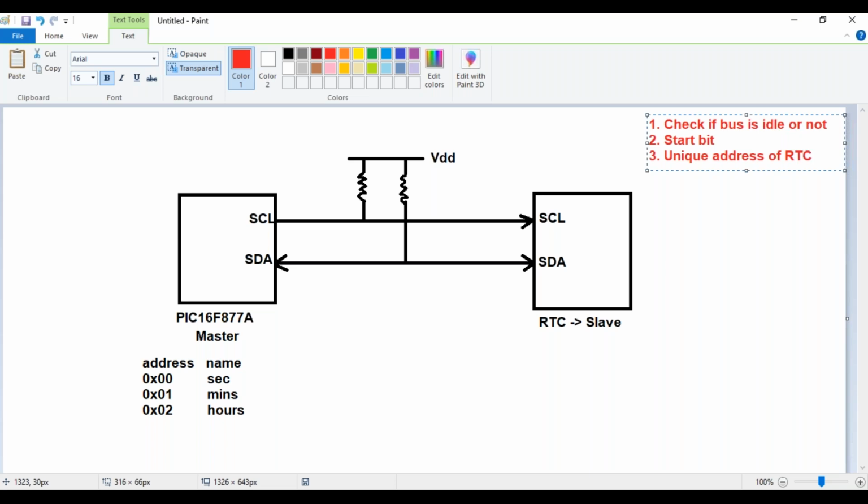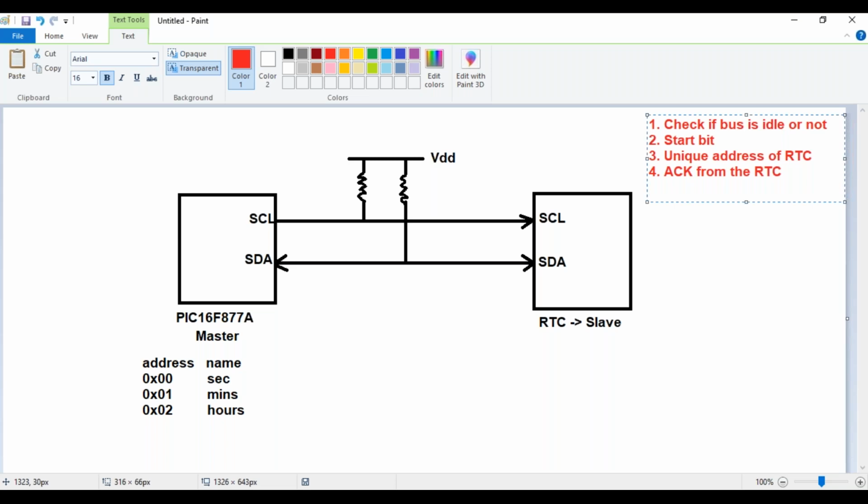When I'm transmitting the unique address of the RTC, who in the network will be able to receive it? Everybody in the network is going to receive it. But who is going to respond back? It's the RTC who is responding back. Once you're done transmitting the unique address, you can expect an acknowledgement from the RTC.